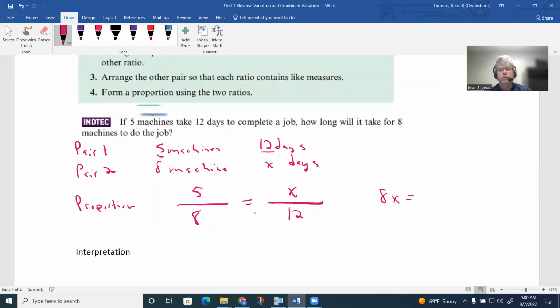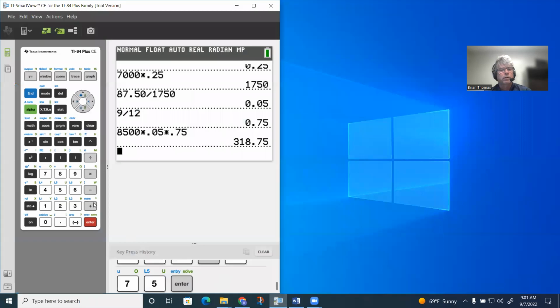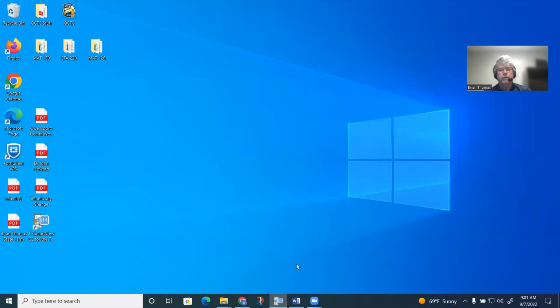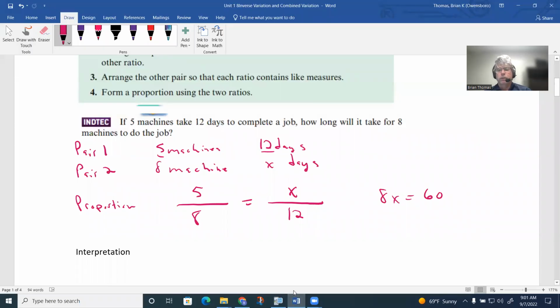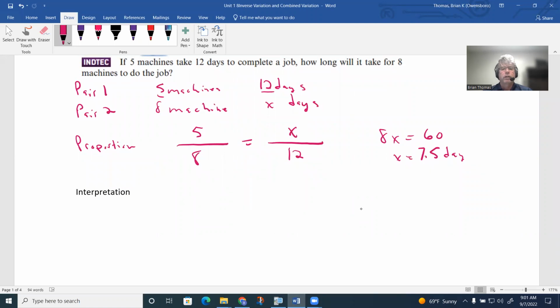I get 8x equals 5 times 12, what's that? 60. If I divide both sides by 8, 60 divided by 8 is going to give me 7.5. So x equals 7.5 days. Sometimes we may have to round. I think 7 days is probably an acceptable answer here. So if I had 8 machines, it would take me 7 days to complete the job.